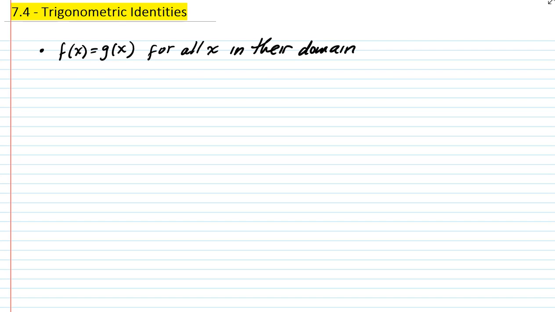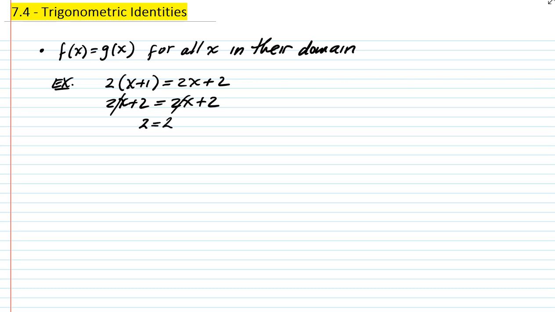Okay, so for example, an identity would be this. Let's say I have 2 times (x plus 1) is equal to 2x plus 2. Now if I try to solve this for x, and notice the domain of this function is all real numbers, and the domain of this one is all real numbers. So let's take a look and see what happens here. We get 2x plus 2 equals 2x plus 2. Subtract 2x from both sides, and I get 2 equals 2. The variable is gone. I have a true statement, right? So this is usually the sign that the equation we have is an identity. Okay, so this is an identity.